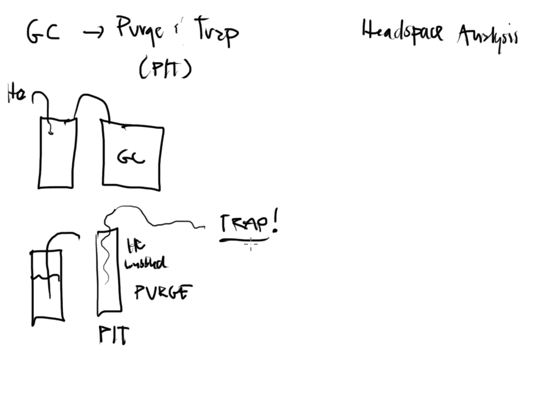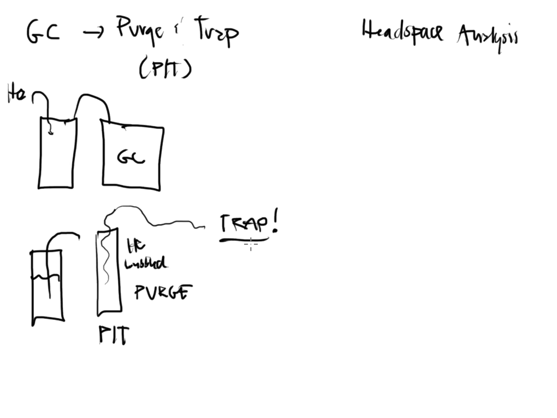So the sample gets sucked in to the Purge and Trap unit. Helium is bubbled through the sample. Think of it as putting a straw down into soda and blowing through the straw. What's going to happen? You're going to make the soda probably go flat. And the reason is because you're forcing out all of the carbonation. Same type of thing is happening here. We're forcing out all of the carbonation, but in our case, we're forcing out all of the purgeable organics.